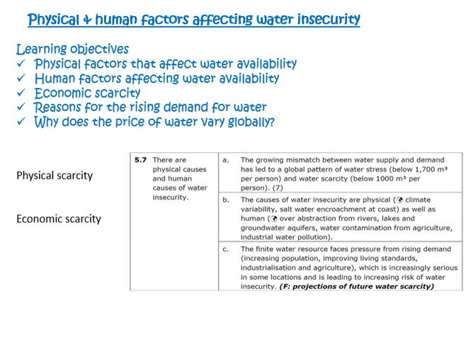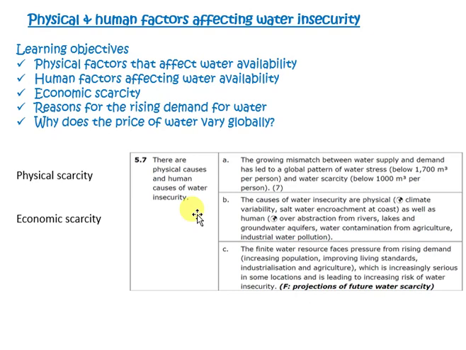If we have a look at the spec, physical causes and human causes of water insecurity. So there's natural factors, and I'll be referring to an understanding of physical geography and the stuff you've studied so far in key areas 1 and 2, to help explain physical reasons for water insecurity and water availability. And then on the other side of the seesaw, there's the human causes.